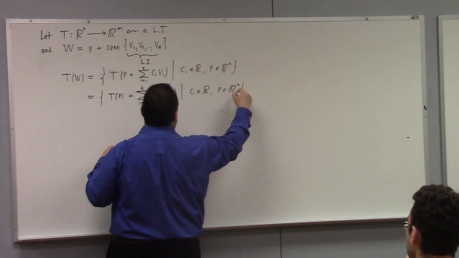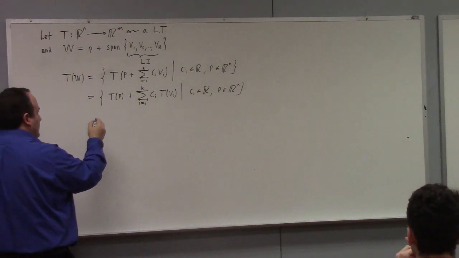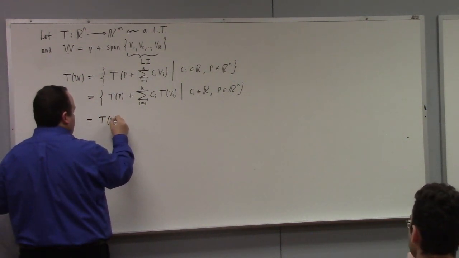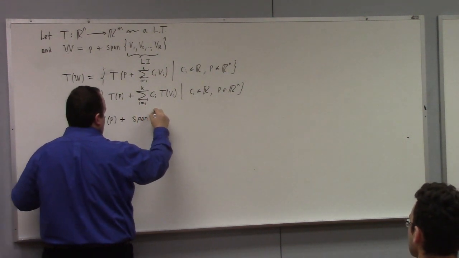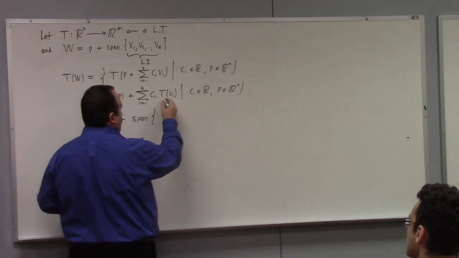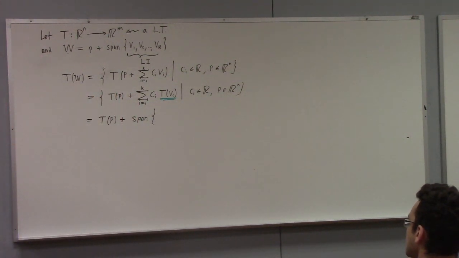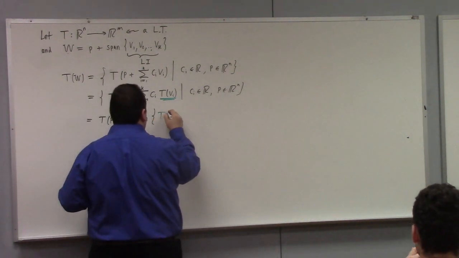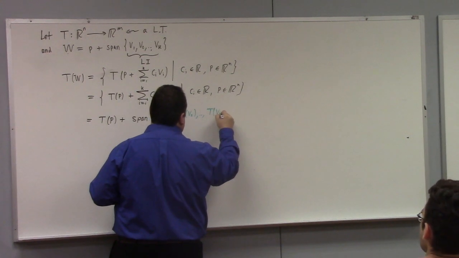But what's that? If you tilt your head and squint, you should be able to see that this is nothing more than like the specific vector T of P plus the span of what? We're not taking a linear combination of Vi anymore. What are we doing? We're taking a sum of these guys, right? So it's literally the span of T of V1, T of V2, T of Vk, right?